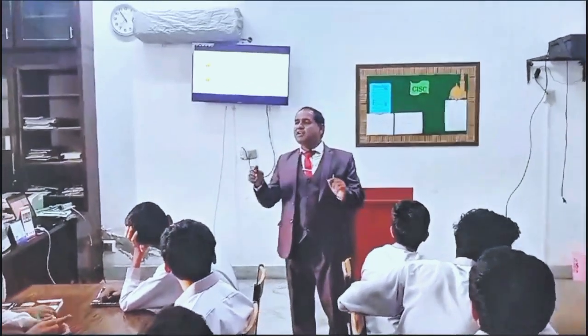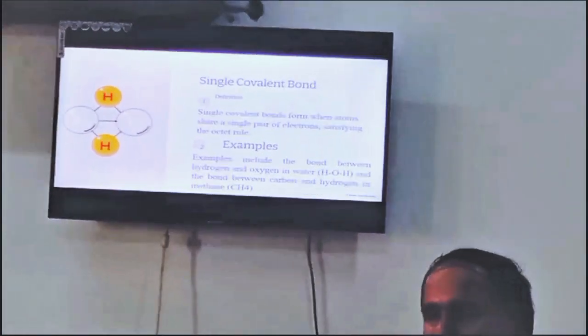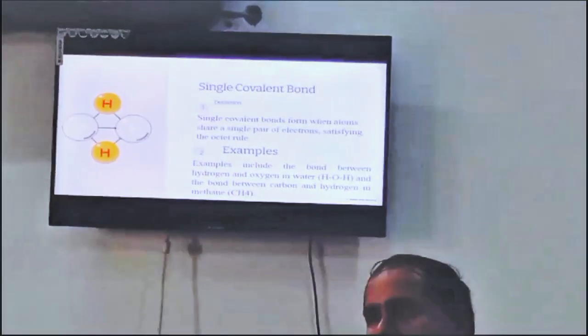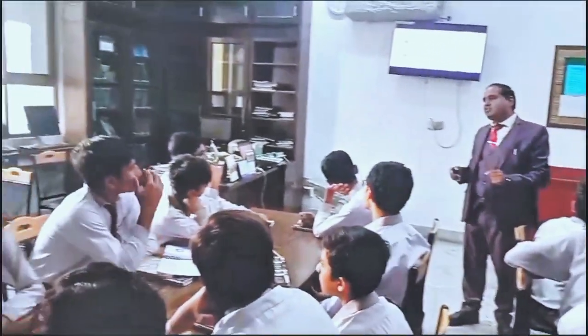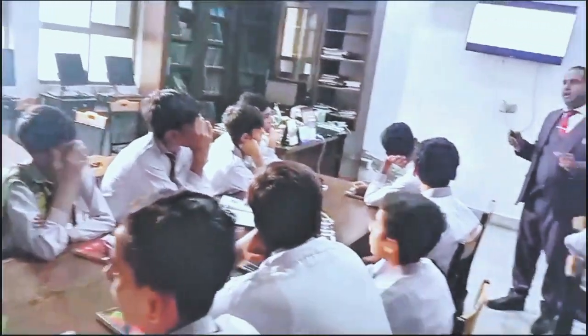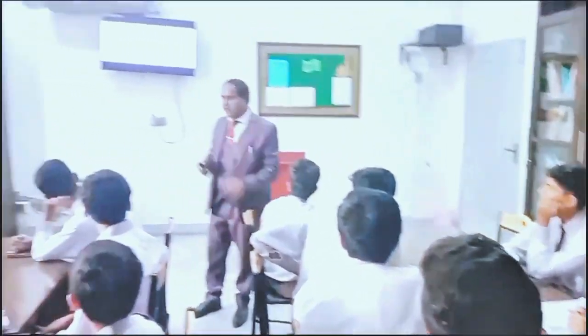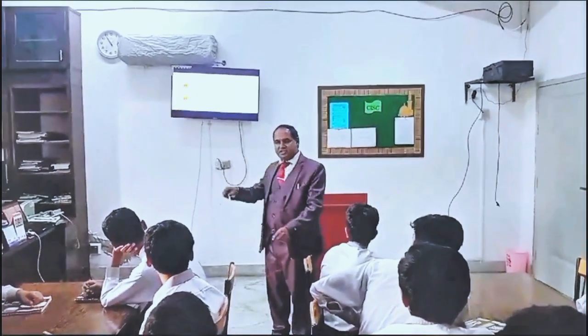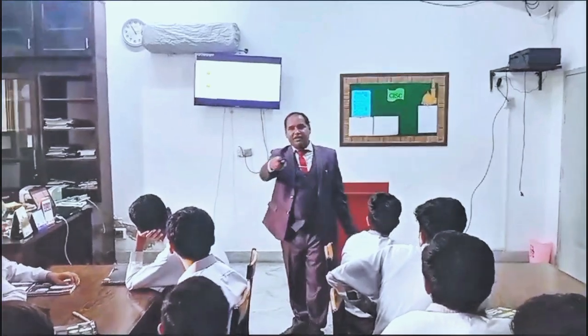When each hydrogen atom shares one electron, a bond is formed which is called a single covalent bond. A single covalent bond is represented by drawing a single line between the bonded atoms. So in this way, the formation of hydrogen is an example of a single covalent bond. Is the single covalent bond clear? Can anybody define single covalent bond?